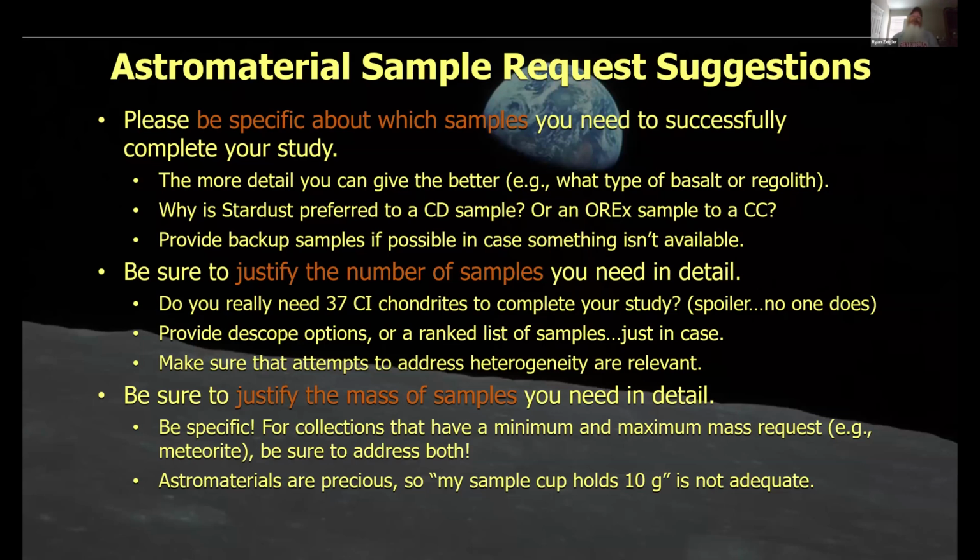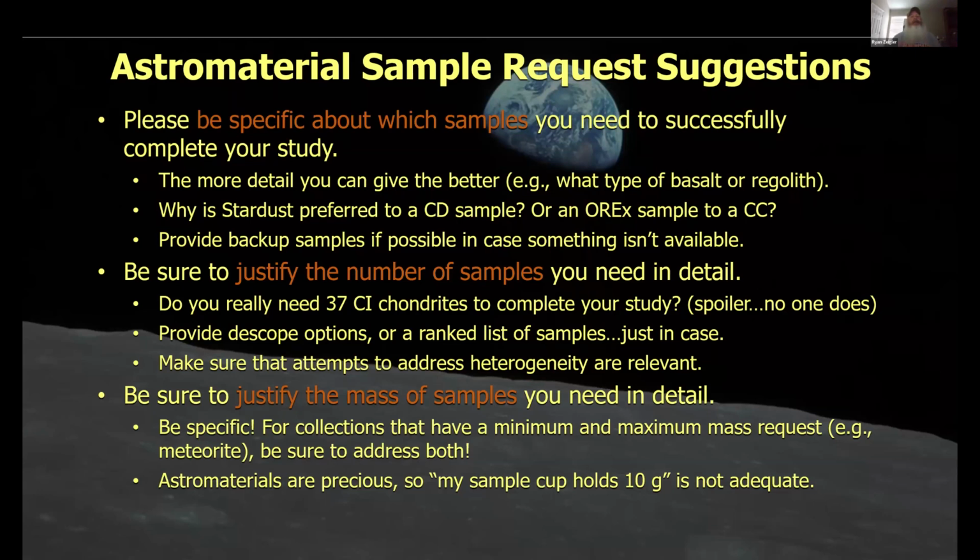It's not just about showing which samples you need, it's about justifying the number of samples you need. We get a lot of requests for all the samples. I'm going to study lunar basalt, so I would like 50 lunar basalts. It's like, okay. Or in this case, what did I write? Do you really need 37 CI chondrites? Nobody needs that many CI chondrites, right? This is just to see if Gemma kills me or not.